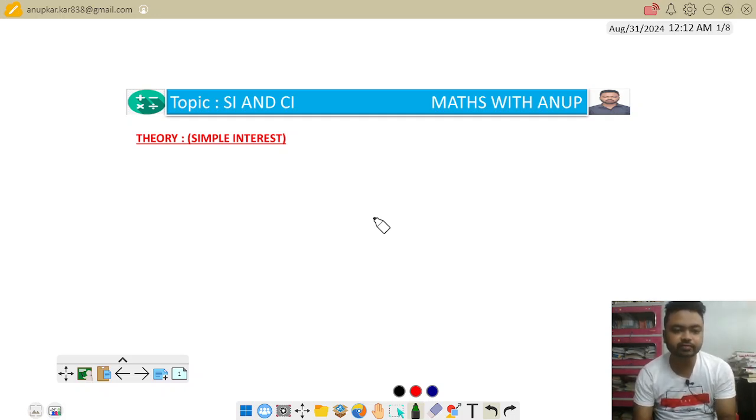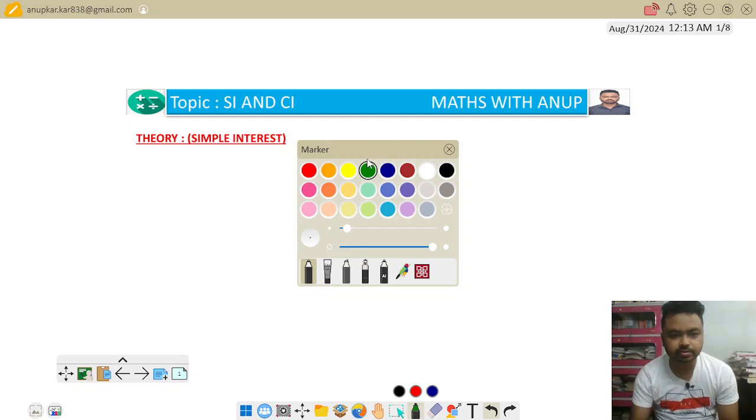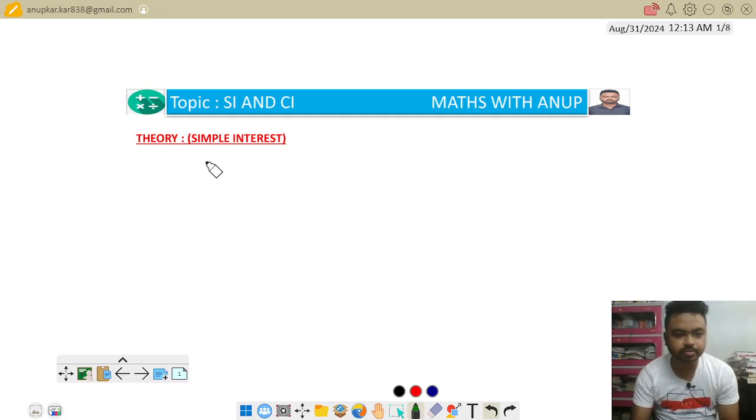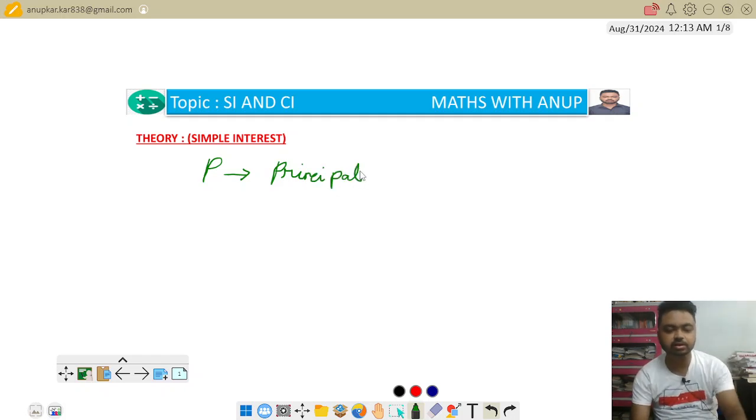Let's understand the theory of simple interest. Simple interest meaning साधारण ब्याज. Before stepping into the numericals, let's understand some terminologies related to simple interest. The first basic term is the principal. What is my principal? That is denoted by capital P. Principal माने मीनिंग मूलधन.